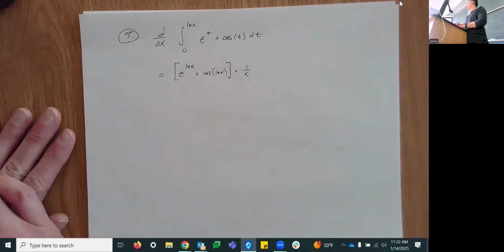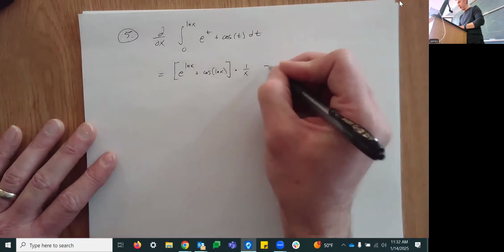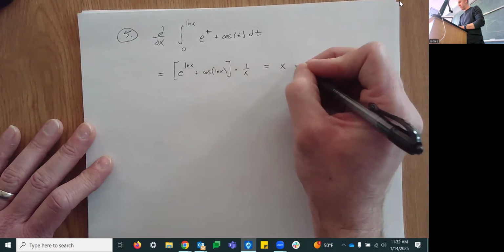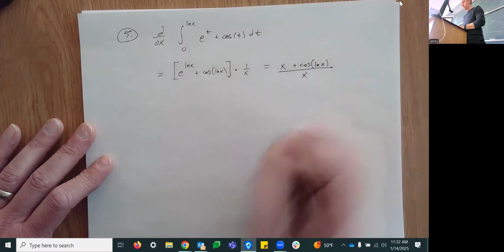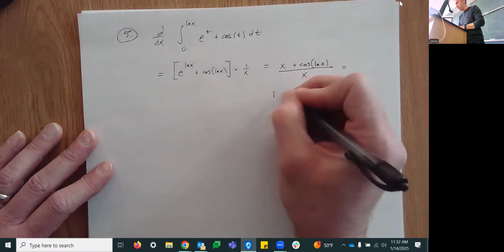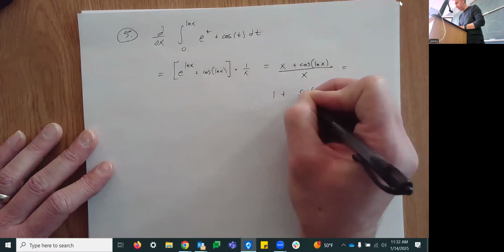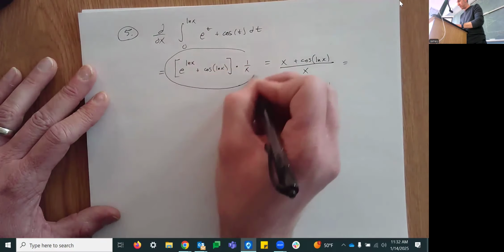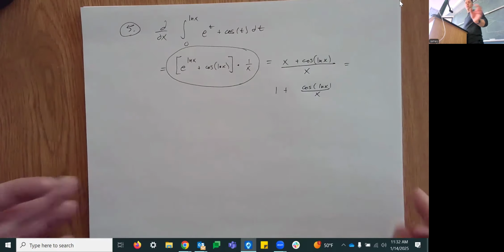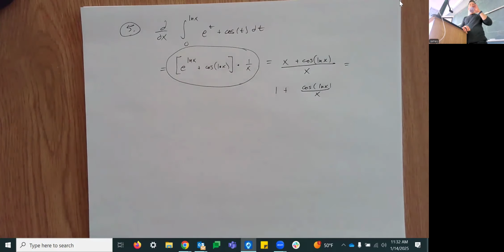I would feel ashamed of myself if I didn't simplify this, because e to the natural log of x is just x. But normally, there's not a lot of simplifying that you should do here. If you really want to get crazy, you can write this as 1 plus cosine of natural log of x, all divided by x. But really, the rest of this is just me not being able to let it go. We're not typically doing the work in between when we're finding the derivative of an integral. You want to avoid that work because it's not what the question's asking you to do.